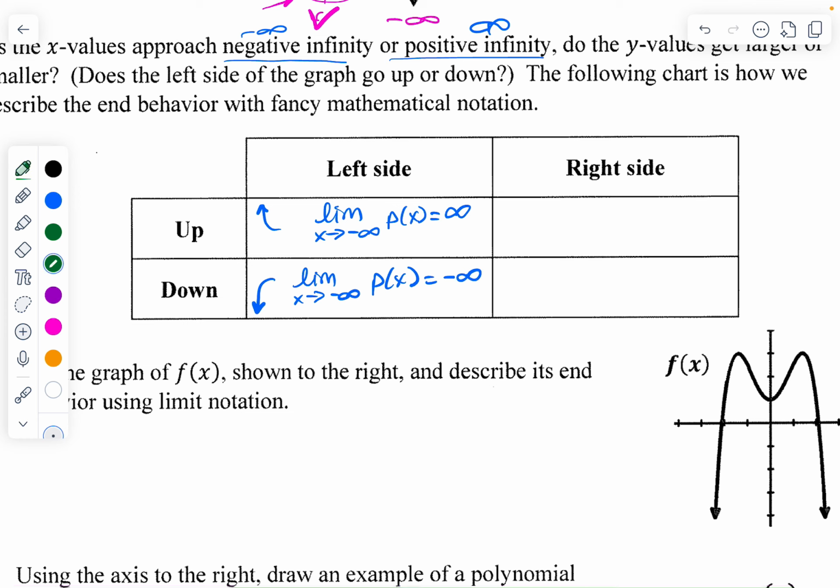On the right side, if we see that it's going to the right and up, we say that's the limit as x approaches infinity. That's how we say right in math function notation. P of x is also going to be going up to positive infinity. And if we go to the right and down, we say the limit as x approaches infinity, p of x is going to negative infinity.